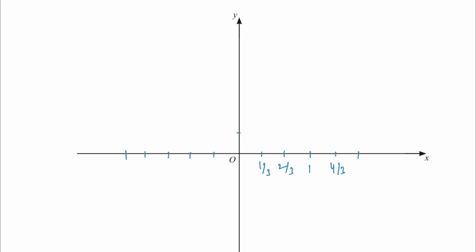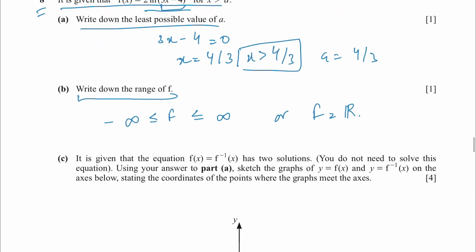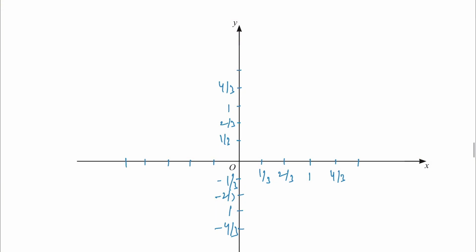We can do the same over here. This is 1, 2, 3, 4, and then 5. So this is basically 1 over 3, 2 over 3, 1, and then 4 over 3. We are given this: negative 1 over 3, negative 2 over 3, negative 1, negative 4 over 3. Now, here x should be greater than 4 over 3. So x should be greater than 4 over 3. We have our x is like this. x equals 4 over 3 is this.